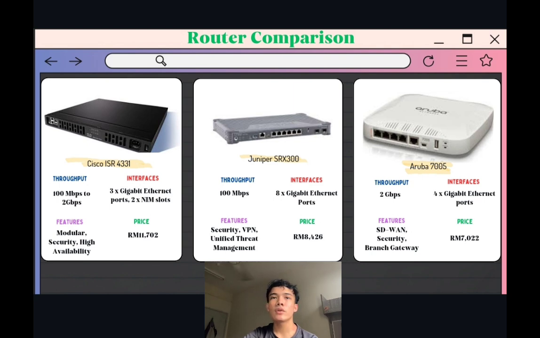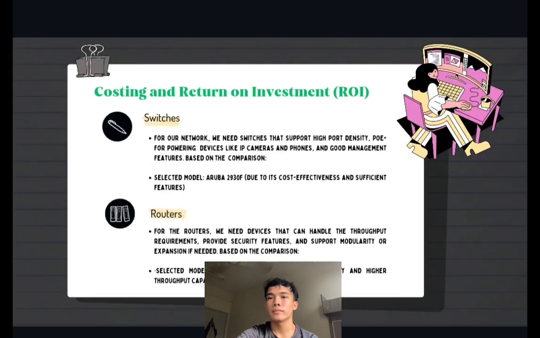The features for the Cisco ISR 4331: modular, security and high availability. For the Juniper, the features are security, VPN, unified threat management. And for the Aruba 7005, the features are SD-WAN, security and branch gateway.